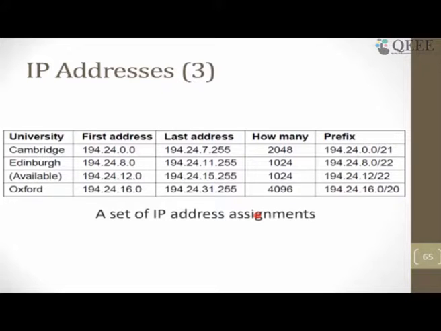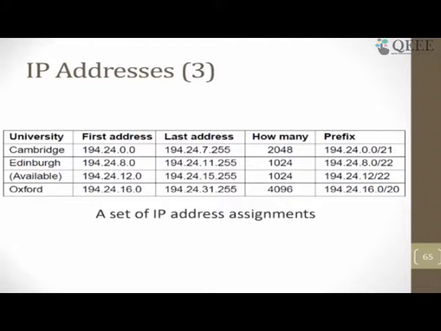Then you have to have 122, 121 and another 22, which is difficult. Otherwise, you are keeping this available whenever a new university comes in. Whenever a new university comes in England, they will assign these 1024 addresses to them. Fine.